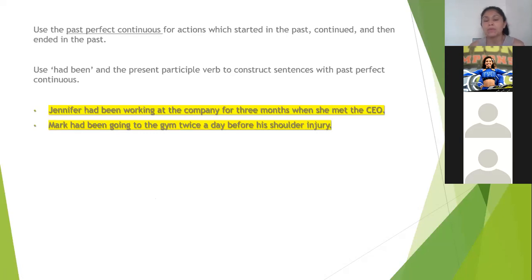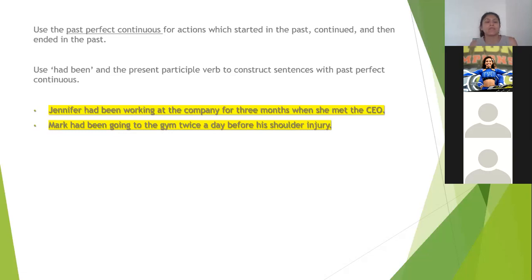So in this case, remember, as in the previous slide, I told you that the past perfect is used for actions that are already finished. So in this case, I'm going to use the past perfect continuous for actions that started in the past, continued for a period of time in the past, and already concluded. This is the structure: had been plus the present participle, the verb with the ing, to construct sentences with past perfect continuous.